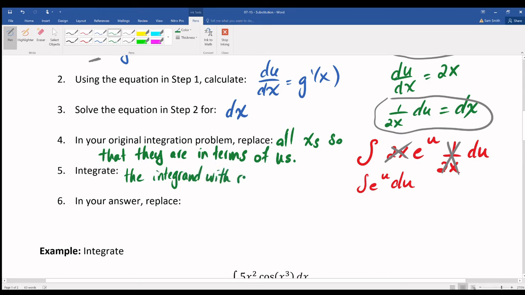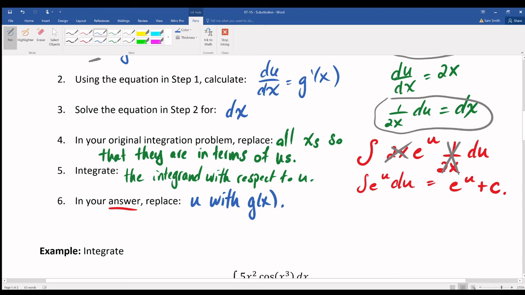Integrate the integrand with respect to u. So the integral of e to the u with respect to u is e to the u again, plus some unknown arbitrary constant, because this is an indefinite integral. And then for the final answer, all that we have to do is go back and replace u with the g of x function again.